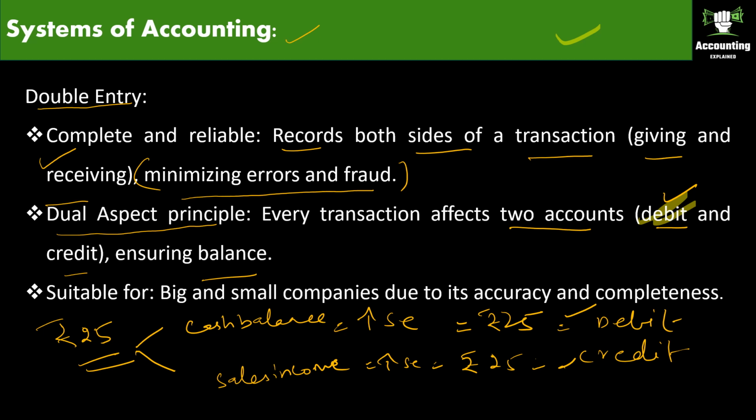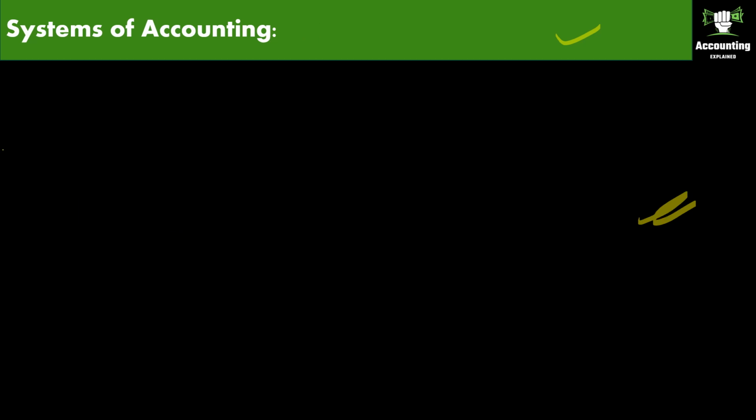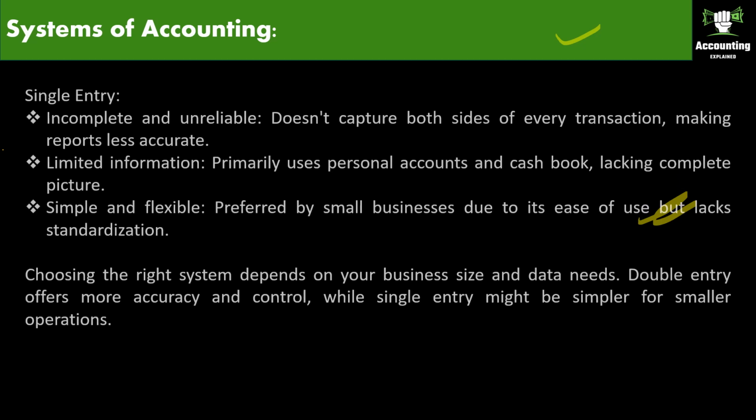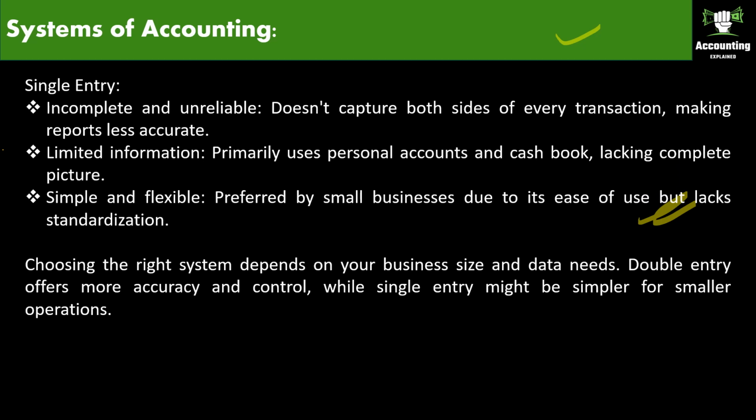And this double entry is suitable for all companies, be it a big company or a small company, because it is very accurate and complete. Under systems of accounting, next we are going to see single entry. Single entry is incomplete and unreliable, does not capture both sides of every transaction, making reports less accurate.